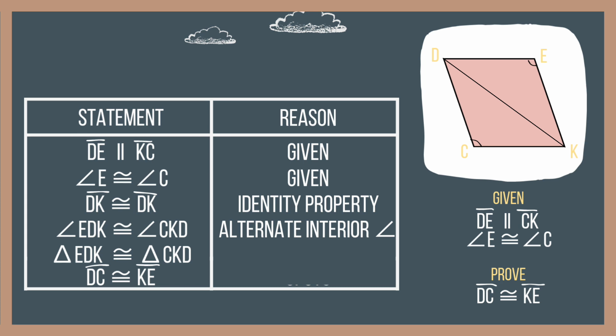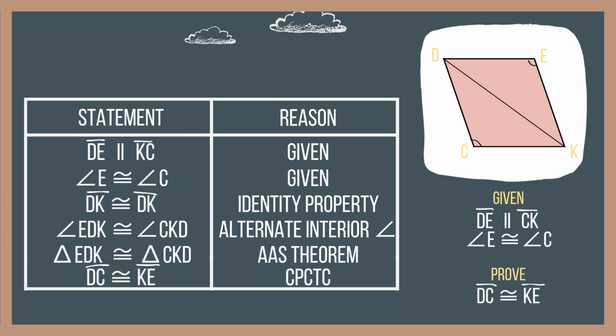And in the fifth statement, triangle EDK is congruent to triangle CKD. And the reason is the AAS theorem or angle-angle-side theorem, wherein the two angles of triangle EDK and its non-included side are congruent to the two angles and non-included side of triangle CKD.